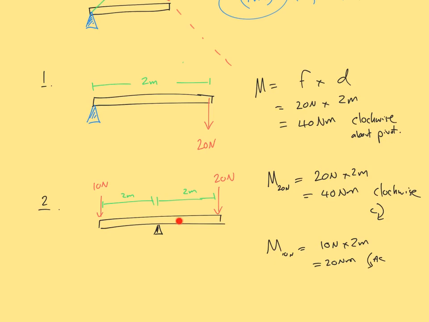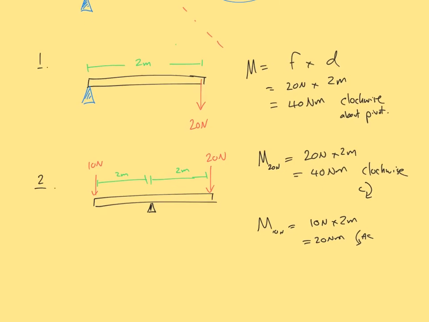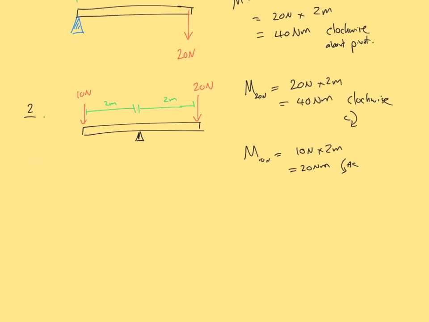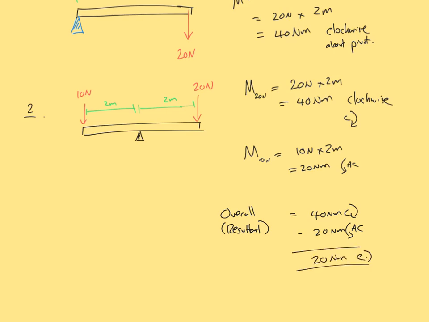And then, as far as this beam's concerned, it's got this 40 Newton meter clockwise turning effect, but also a 20 Newton meter anti-clockwise turning effect working against it. So if we were to combine those, then we would have an overall effect, or a resultant effect. We've got 40 Newton meters clockwise, take off the 20 Newton meters anti-clockwise, so that leaves us a total of 20 Newton meters clockwise.